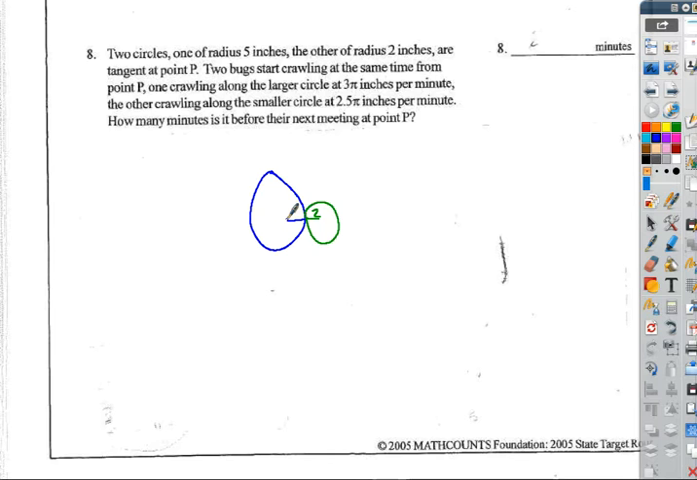So if 2 bugs start crawling at the same time from point P, which is this point right here, that's point P, then one crawling along the larger circle and one crawling along the smaller circle, and they're traveling different routes. The one traveling along the larger circle is traveling at 3 pi inches per minute.